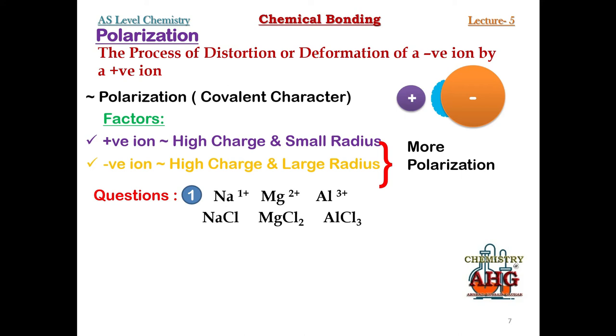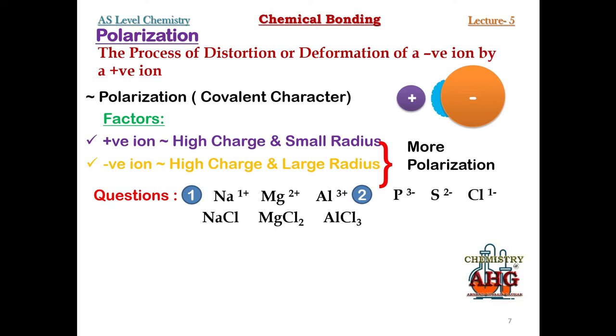Likewise, if you have been given a set of negative ions like phosphorus, P3 negative, S2 negative, Cl negative, you can be asked which one of these three would have maximum polarizability. Maximum polarizability of a negative ion is the one that is highly charged and that is largest in radius. So which negative ion is highly charged and largest in radius? It is phosphorus. So the phosphide ion, P3 minus, would have maximum polarizability.